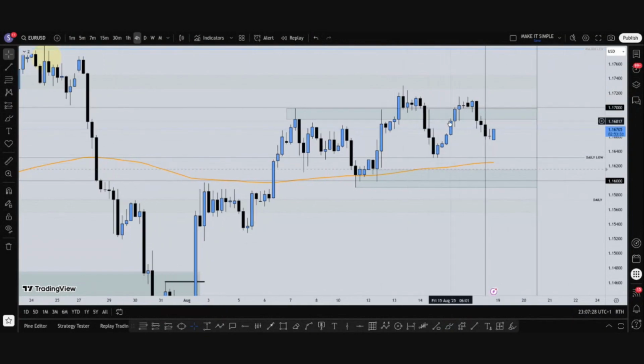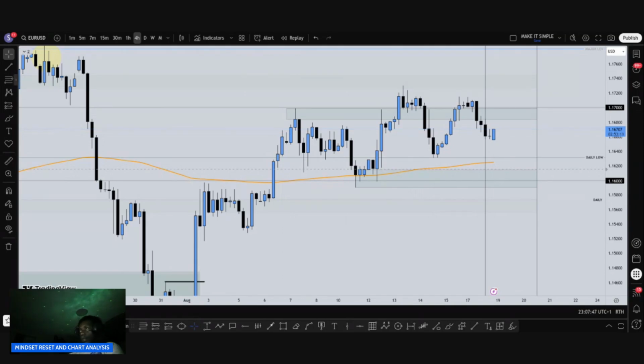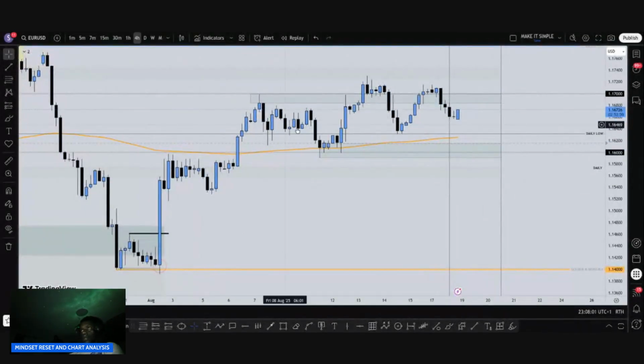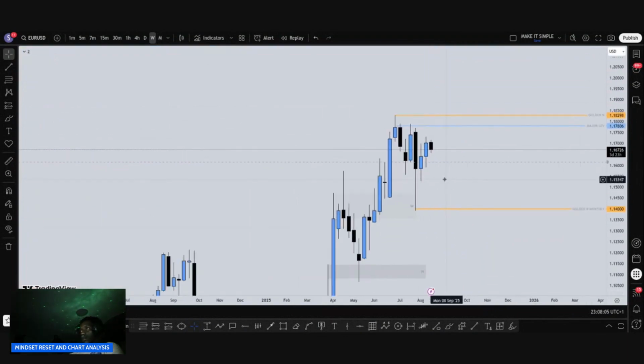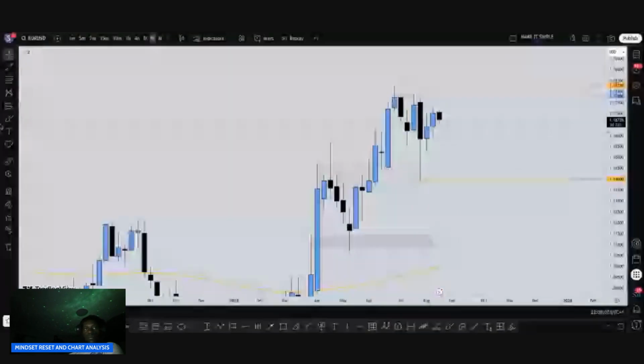So the idea for this week is to see what is going to happen from the previous week. This trade idea that I just explained, if you look into the previous video, you should be able to see it there. So yeah, let's see what's going to happen this week. I'm just going to quickly start from the weekly time frame.